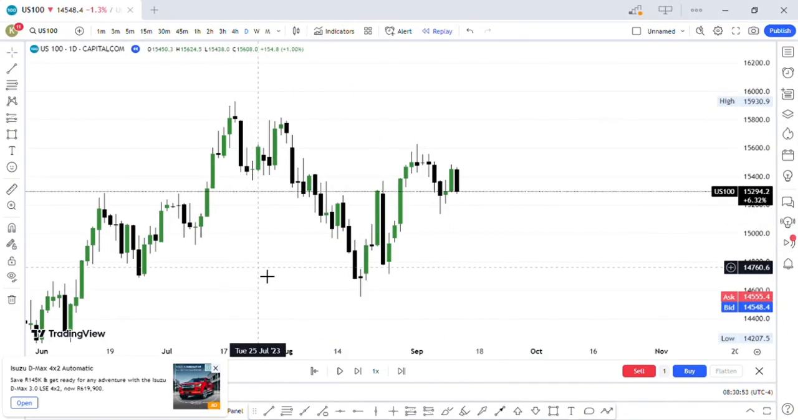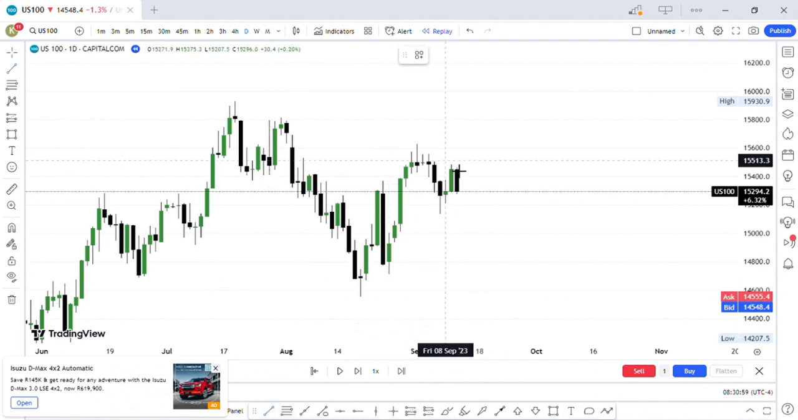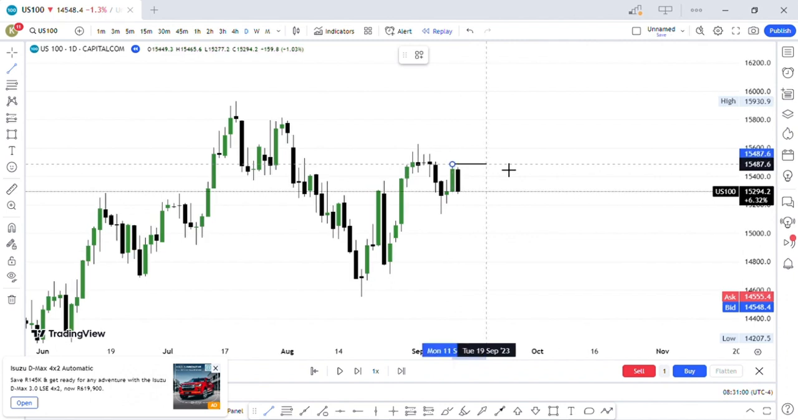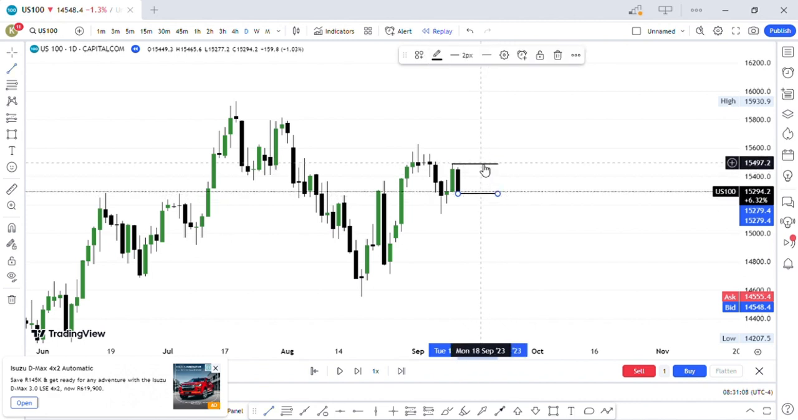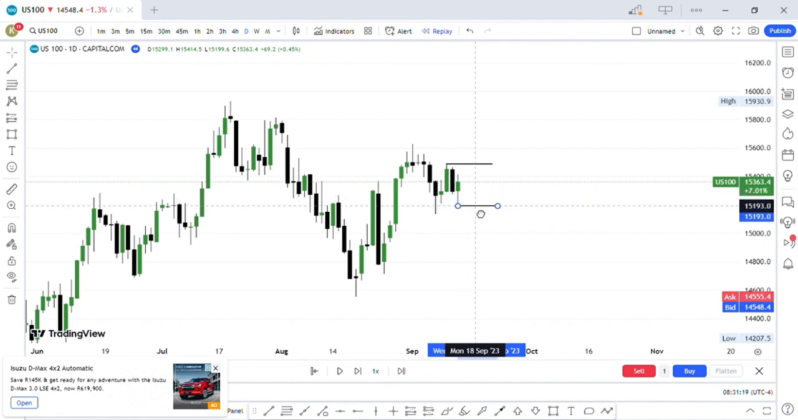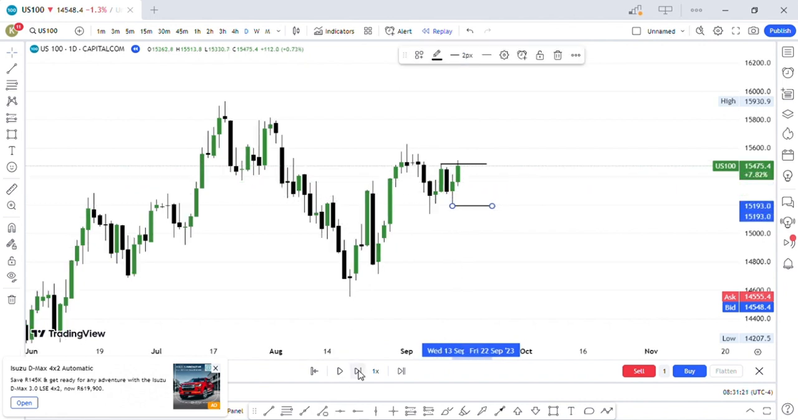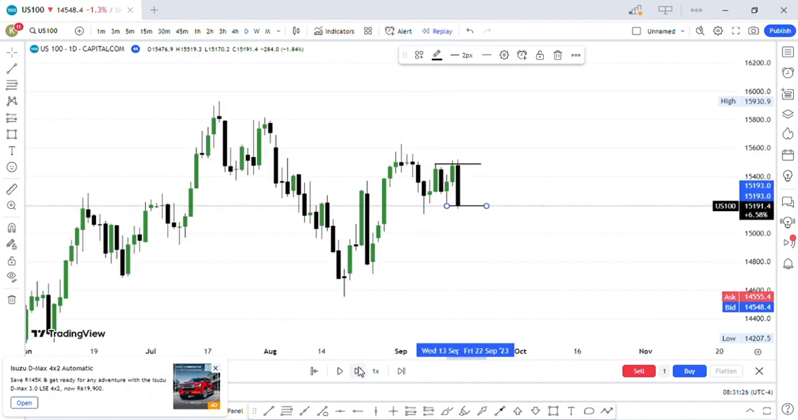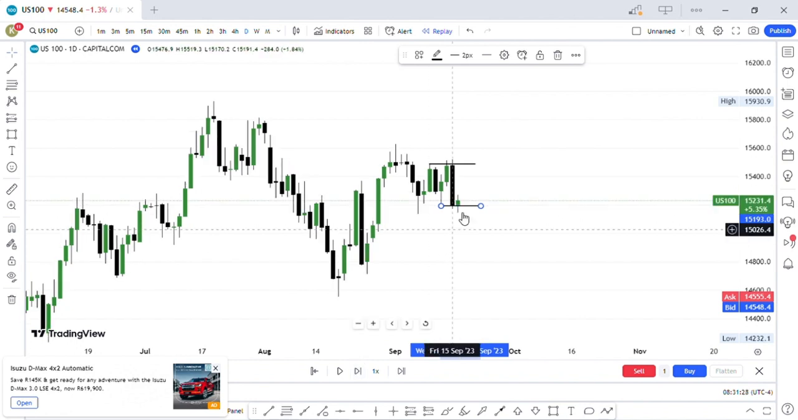Okay guys, our next example is going to be on the daily time frame. Right here we have this high, and so far we have this low. We expect the market to displace, to create a higher high, then come and create a lower low. Our low has moved to here. Then the market made a higher high. Then the market made a lower low.